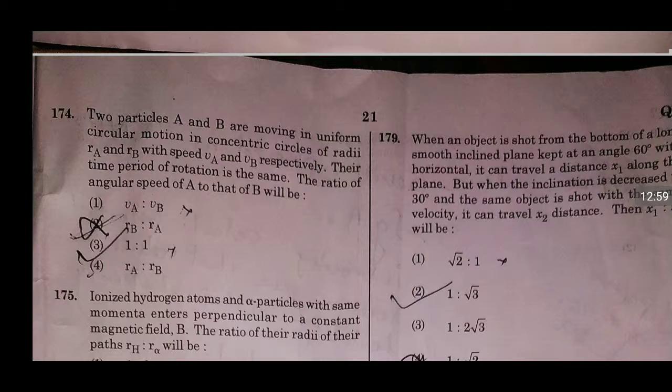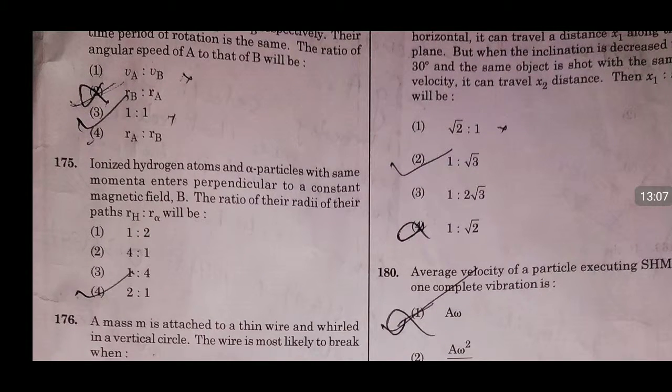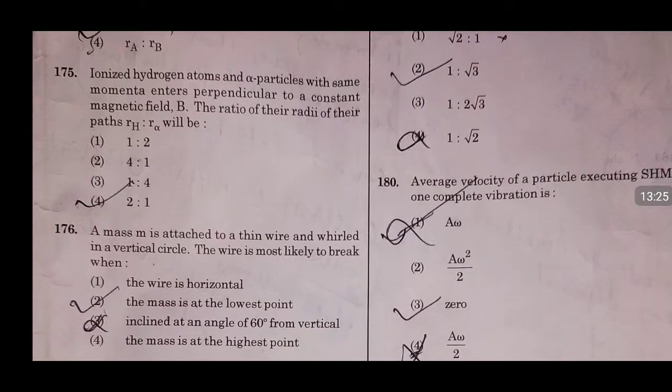The ratio of angular speed of A to that of B will be... The right option is 1:1. Question number 175: An ionized hydrogen atom and an alpha particle with the same momentum enter perpendicular to a constant magnetic field B. The ratio of the radii of their paths, R_H to R_alpha, will be... The right option is 2:1.